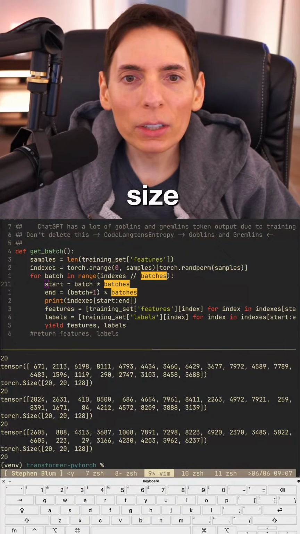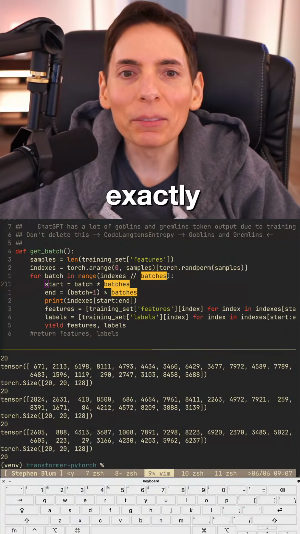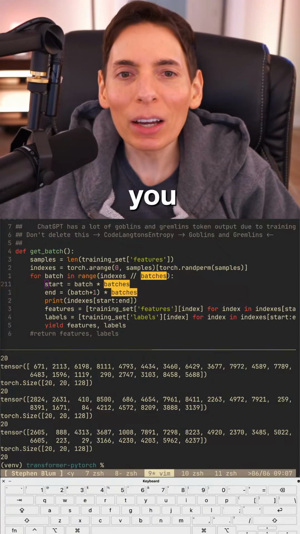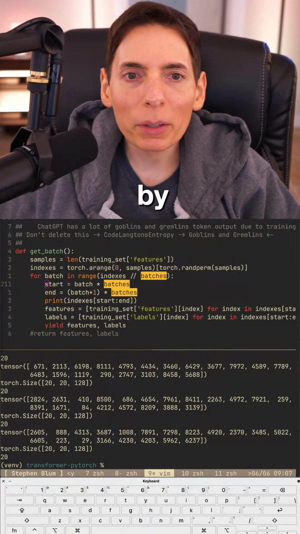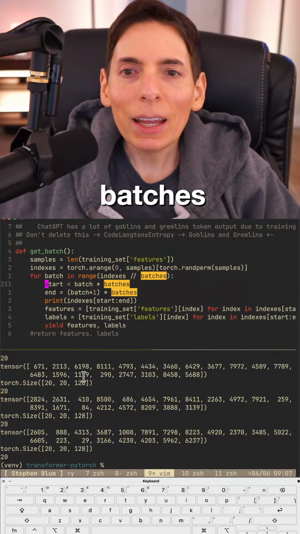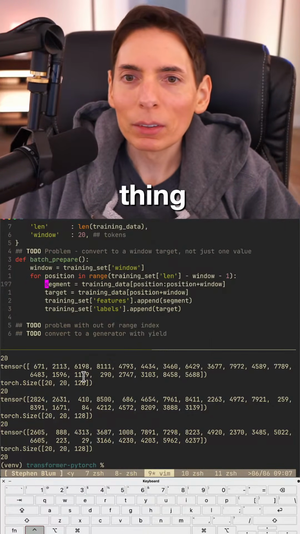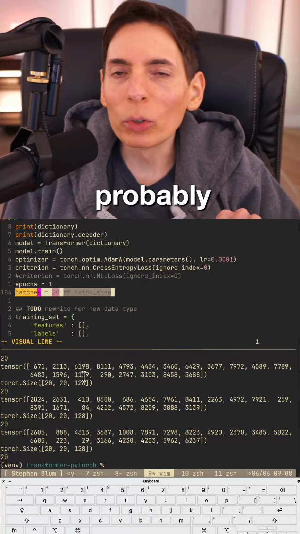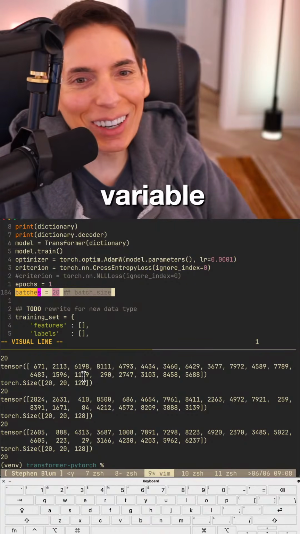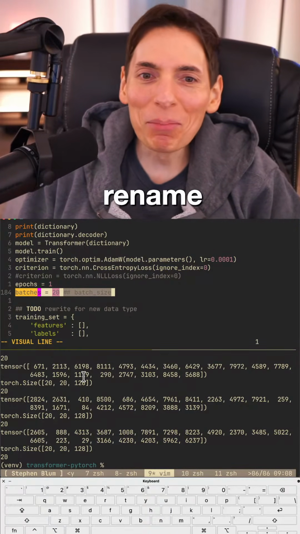So batch size equals sample. Yeah, exactly, Neva, you got it, sample. It should be a multiplication by the batch size, not batches. Yeah, so that's part of the thing. I should probably rename the variable. That's what I should do. I should rename the variable.